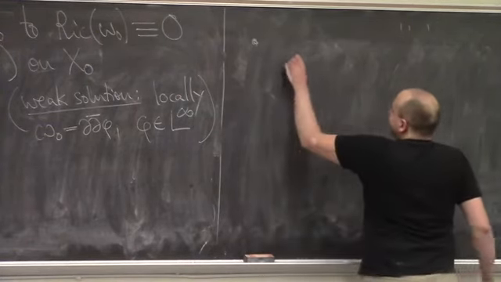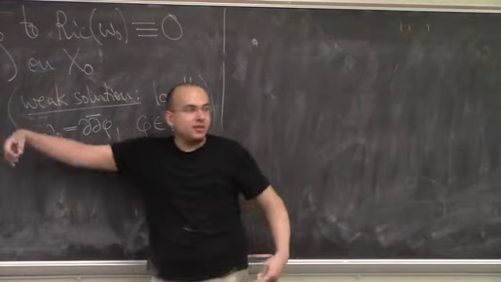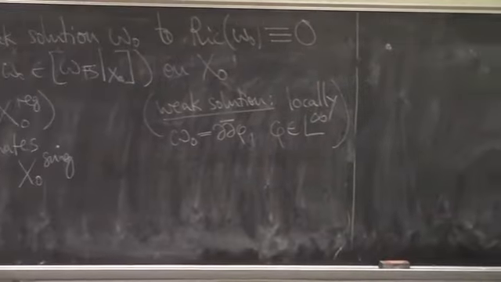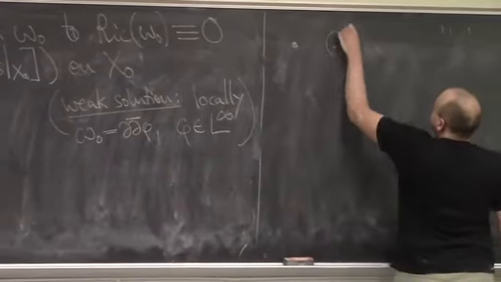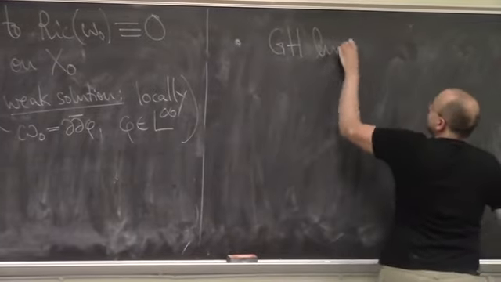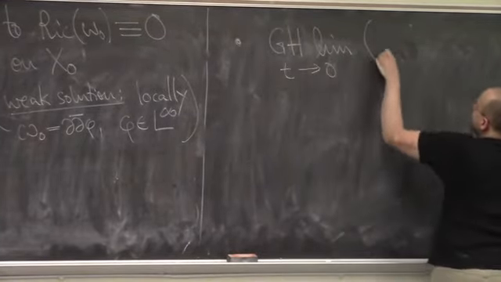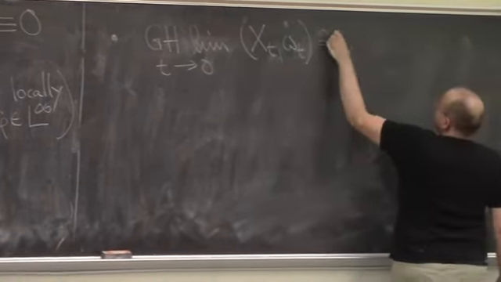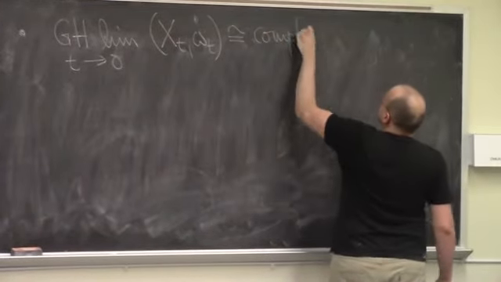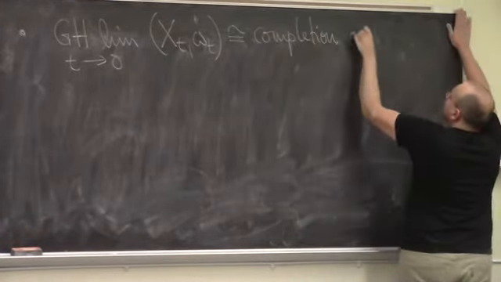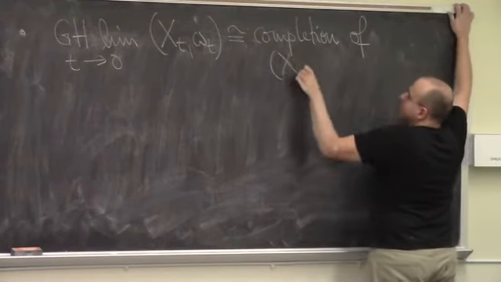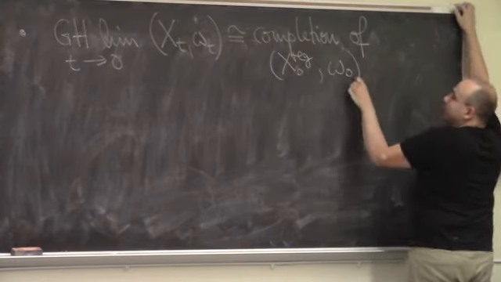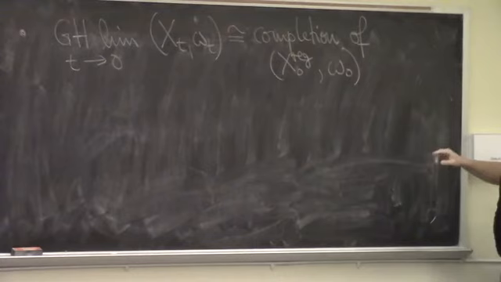What's also true is that this thing is actually the Gromov-Hausdorff limit of these smooth approximators. That's an abstract theorem that people have been able to prove. So the Gromov-Hausdorff limit as t goes to 0 of X_t with omega_t, the smooth Ricci-flat metrics, is actually isometric to the metric completion of the regular locus of X0 together with this weak solution.